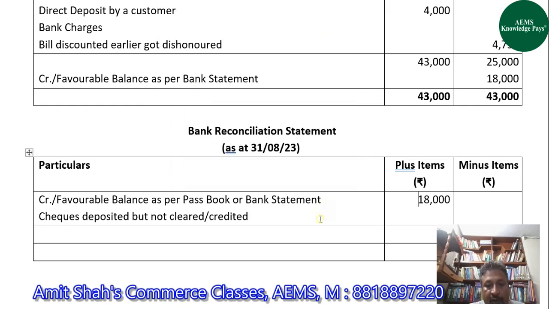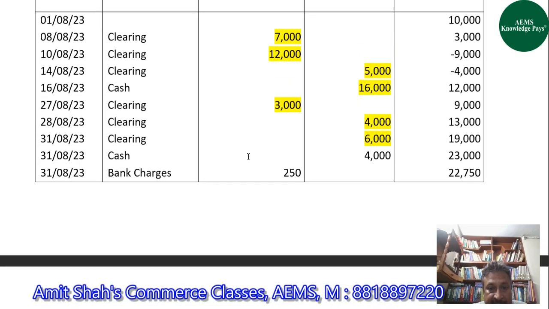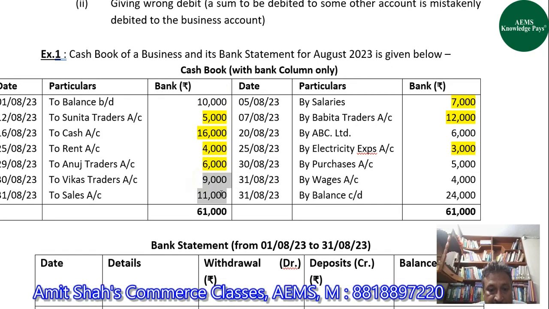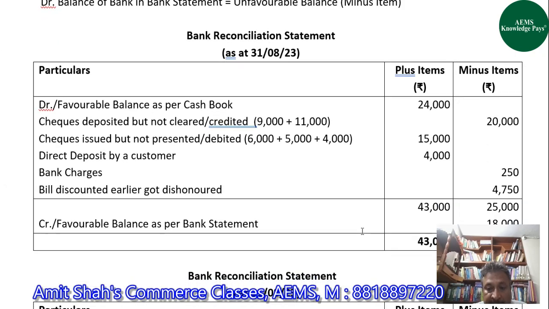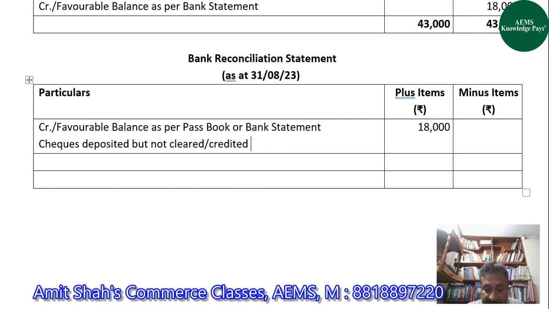Right. So we have deposited checks, but they have not got cleared or credited in bank. But what about the cash book? We are moving towards cash book balance. So in cash book, because of these checks, the balance is more. And that is why these checks of rupees 20,000 will come in the plus column, because of these checks, balance in cash book is more than the passbook. And that is why this 20,000 will come here.